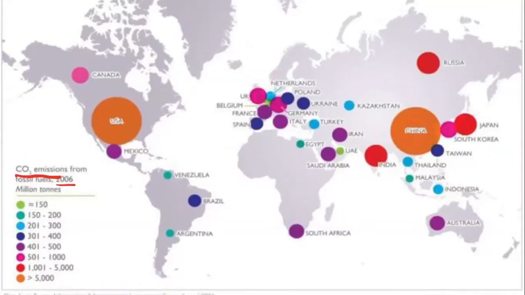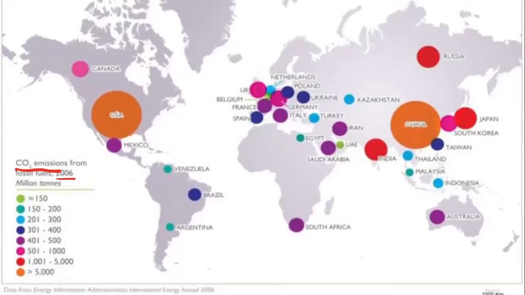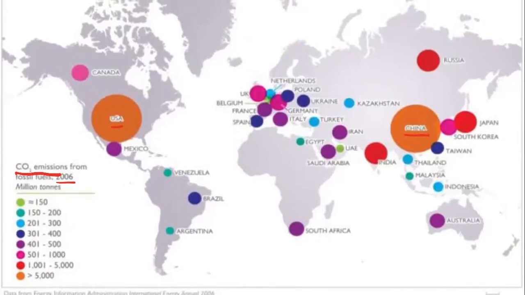So basically, the area of these circles here represents how much carbon dioxide each country emits. Okay, so we're just listing the major countries. You can see that clearly USA and China are the major carbon dioxide emitters. Right? So we have also countries in, let's say, Japan, India, and Russia. So these are the emitters in the second tier.